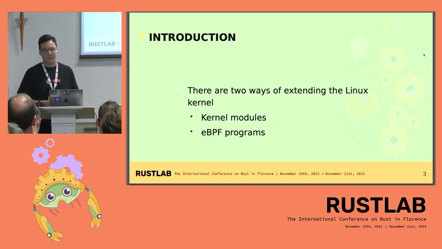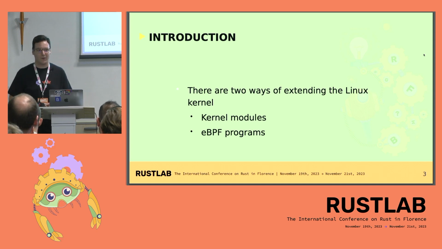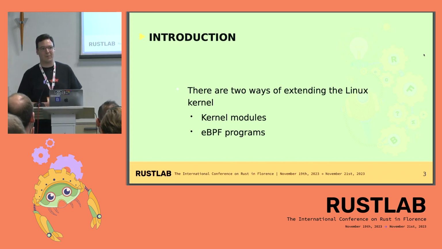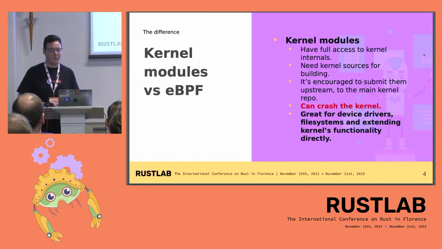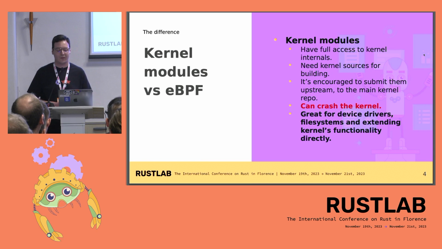So yeah, as I briefly mentioned, there are two ways of extending the Linux kernel. One of them is kernel modules, and that's what Rust for Linux is for. And there are eBPF programs, and that's what Aya is for. The difference is that kernel modules have full access to the kernel internals, and you actually need the kernel source tree to build your kernel module.